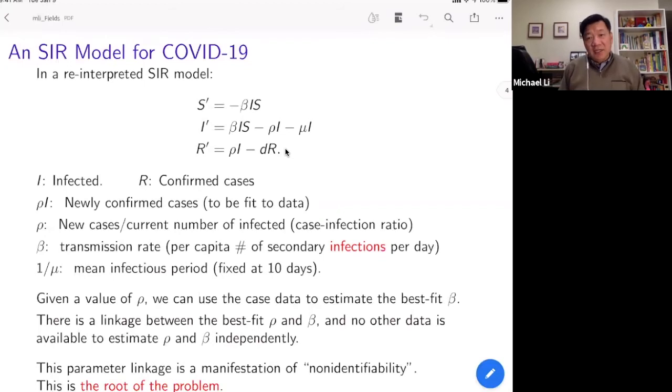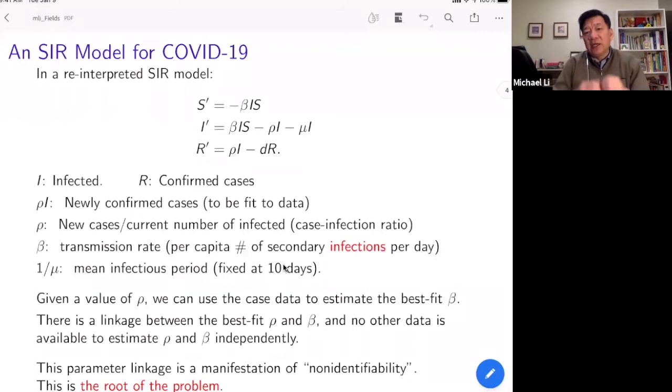But for us, we don't have much choice. I cut it down to the bone, and I still have overfitting, or what we call nonidentifiability. That really is the root cause of all the mistakes we made, at least a mistake I made in the early spring. So that's the model. And for easier presentation, I fixed the recovery rate at around 10 days.